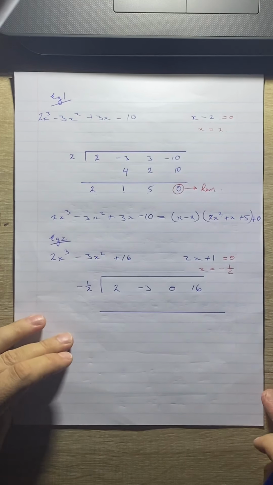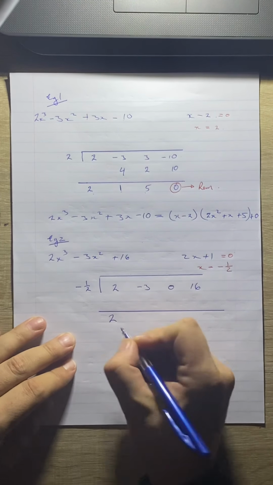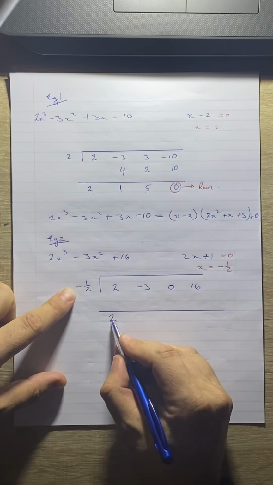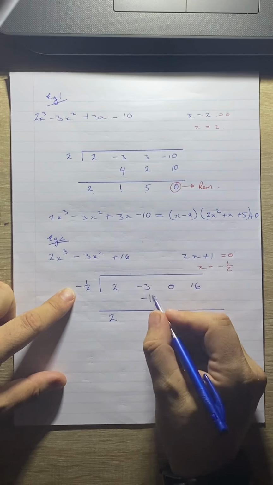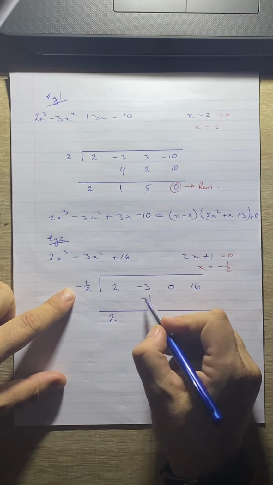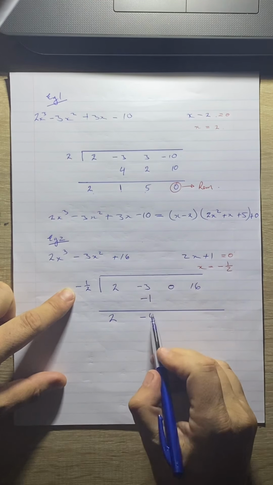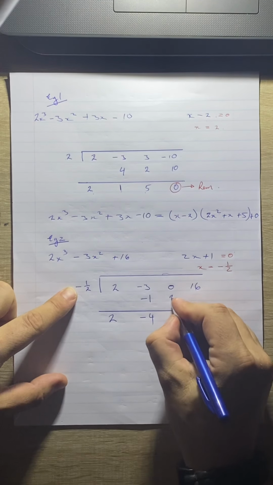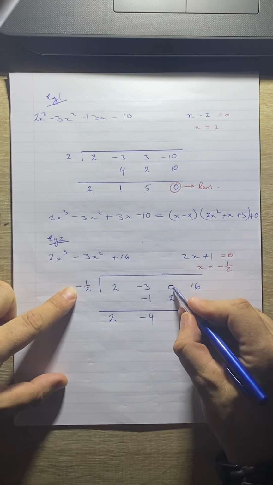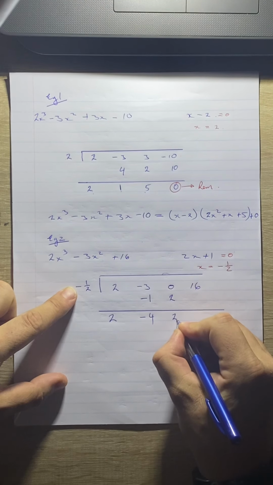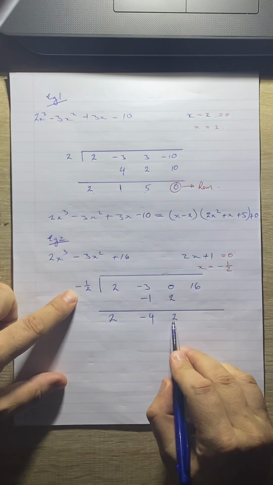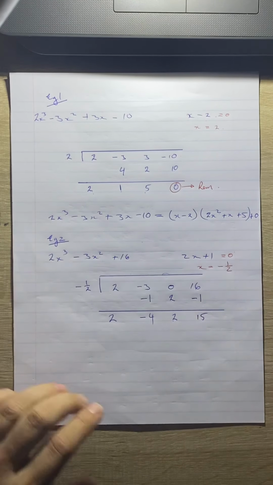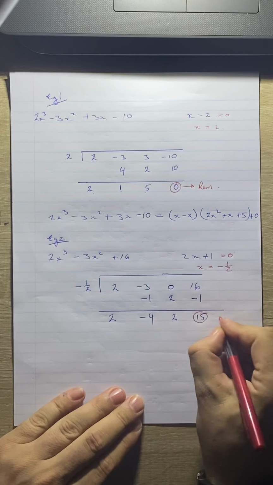Straight away, you're going to bring down this 2. Then you're going to take this times this. So minus a half times 2 is minus 1. Then you're going to take the sum of these. So it's minus 3 minus 1 is minus 4. Then we go again. Take this times this. So minus a half times minus 4 is 2. Take the sum of this. So 0 plus 2 is 2. Then start again. This times this will give us minus 1. Take the sum here and we get 15 and we stop. This is the remainder.